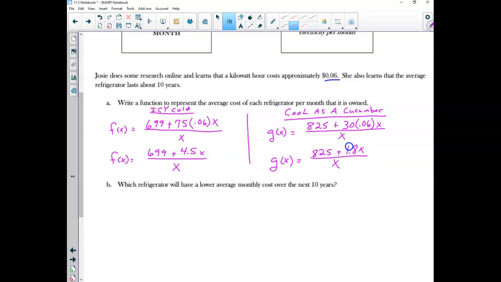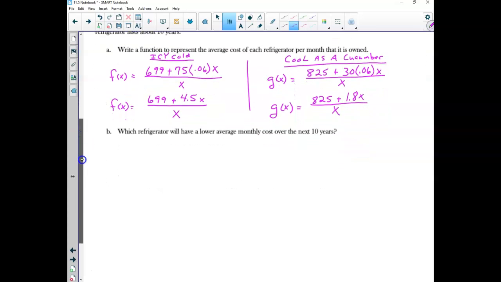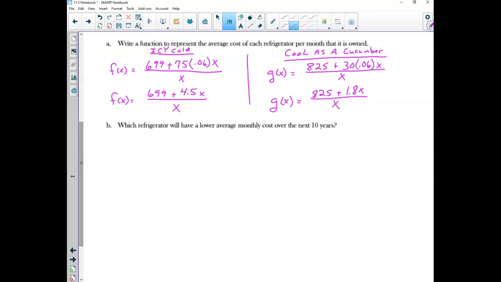Well, you know, when you're tallying up a lot of months here, $4.50 as opposed to $1.80, over time that ends up being quite a bit. So which refrigerator will have a lower average monthly cost over the next 10 years? That is saying, in the end, in 10 years, which one is going to be cheaper for you to purchase and hold on to for 10 years? Well, remember, electricity we pay monthly, so 10 years, that's 120 months.